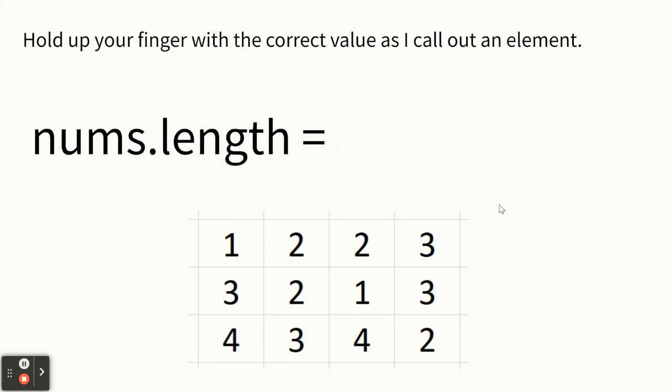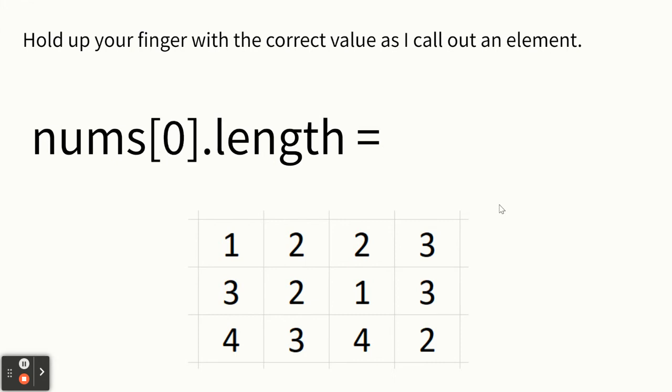Tell me what you'd get if I printed nums.length. Hold up your fingers for nums.length. Yeah, it's 3. This tells you how many rows. Getting the length of the array tells you how many. And if I got the first row out, nums at 0, that gets the whole first row out, and the length of that is going to be 4.